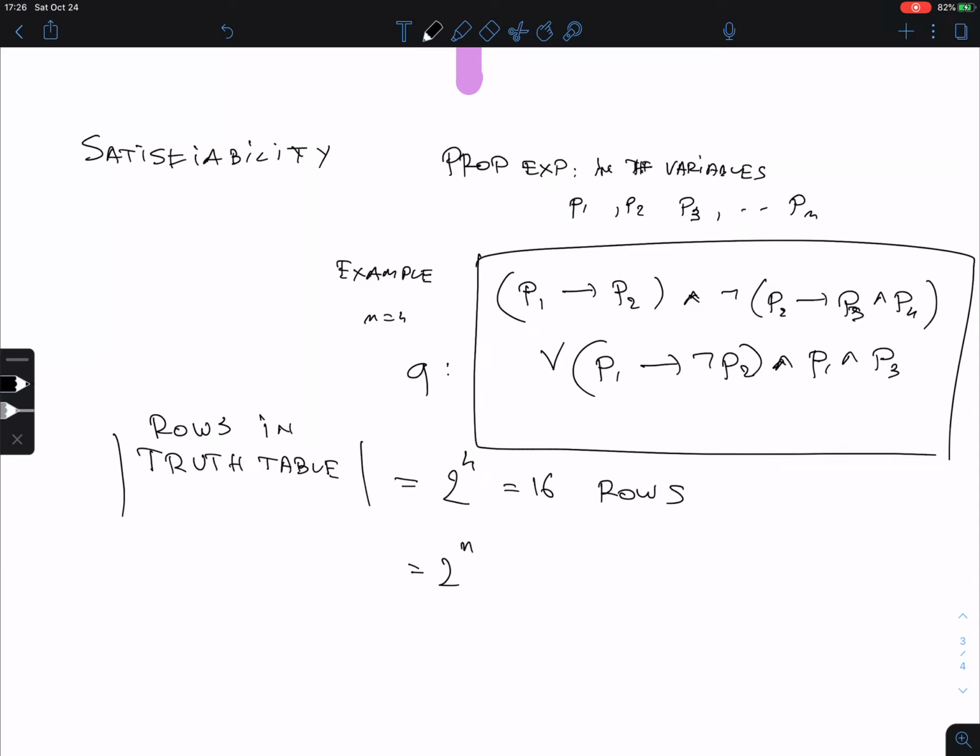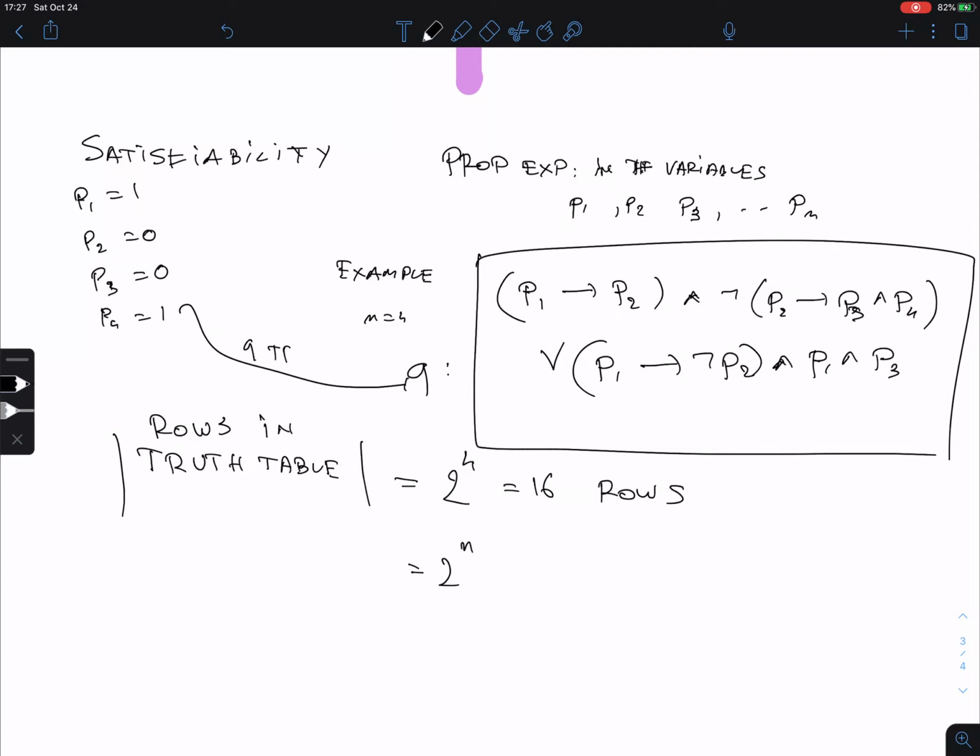So we start with something that has size n, right? And now remember what happens with this truth table. Well, you say, for instance, P1 is 1, P2 is 0, P3 is 1, and P4 is 0. And then you calculate the truth value here. And what does satisfiability mean? Can I find an assignment of the variables? So satisfiability, say P1 is 1, P2 is 0, P3 is 0, and P4 is 1.